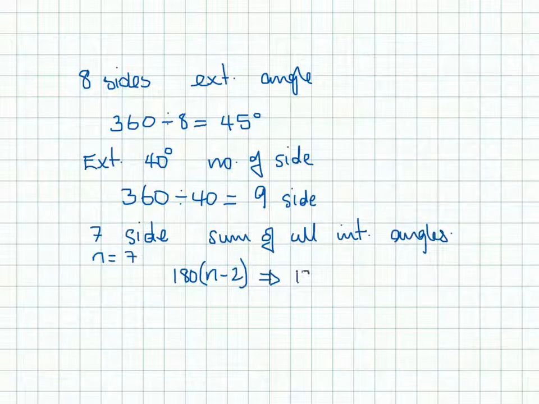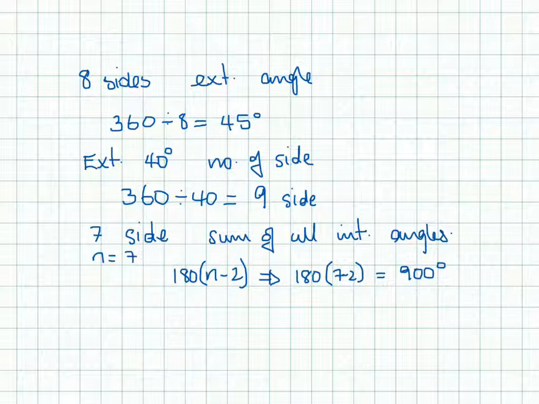That means we're going to get 180 times 7 take away 2, that gives us 5. 180 times 5 will give us 900 degrees. So the sum of all the angles in that shape is going to be 900 degrees.